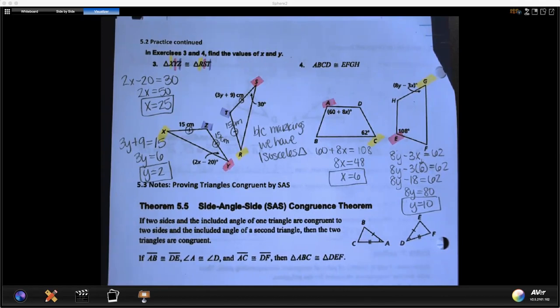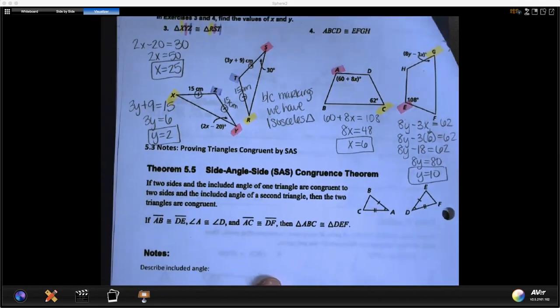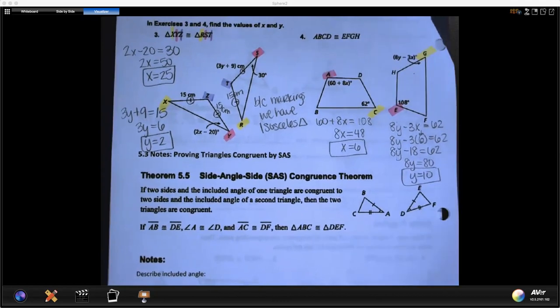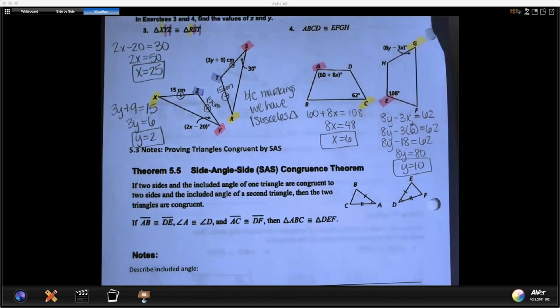All right, any questions or concerns regarding questions 3 or 4? A couple people still writing, so I'll give you a second there. Okay, and that is it for 5-2. Like I said, 5-2 is a pretty quick lesson.